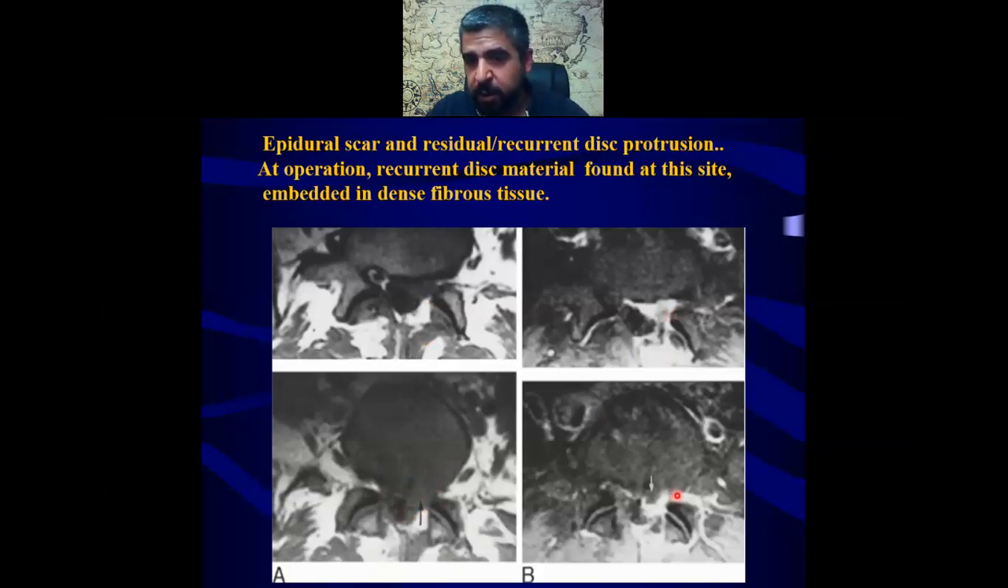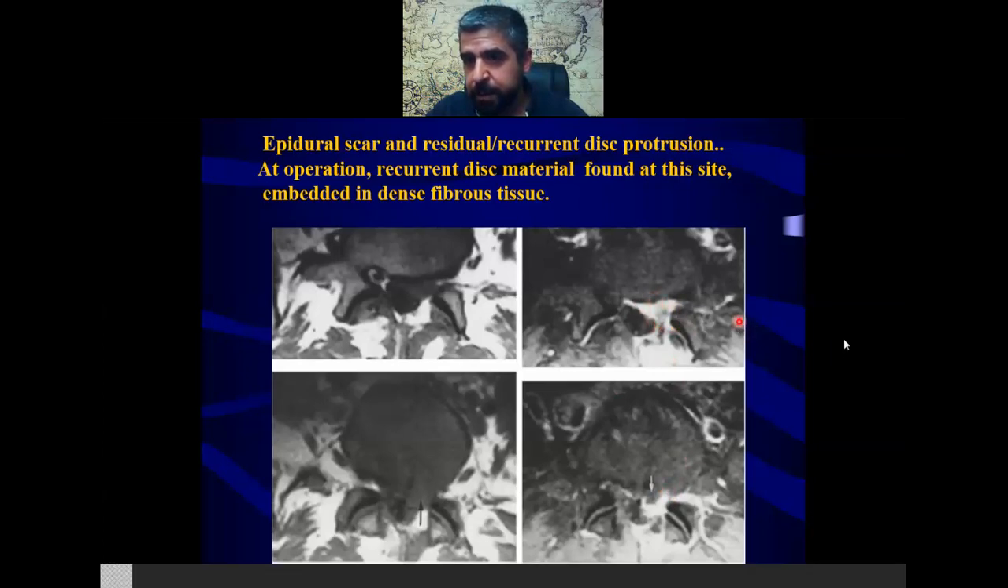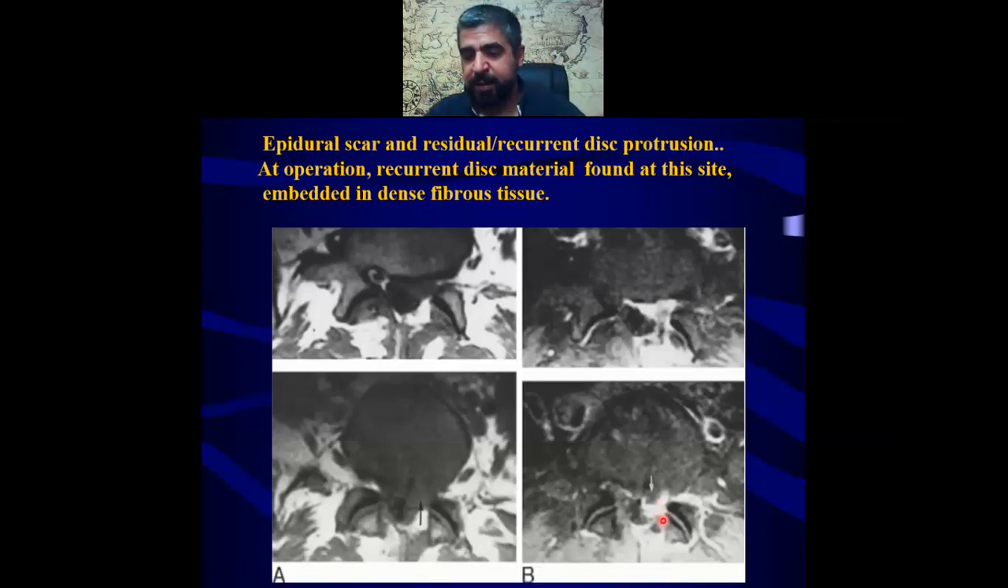If we give contrast, you can see, first of all, there is an enhancement, but it is not homogeneous. If we wait a little bit more, you can see there is another non-enhancing focus. So this is fibrosis or scarring with disc embedded in the fibrous tissue. There is a disc protrusion in the fibrous tissue. So we are looking for foci of non-enhancement.